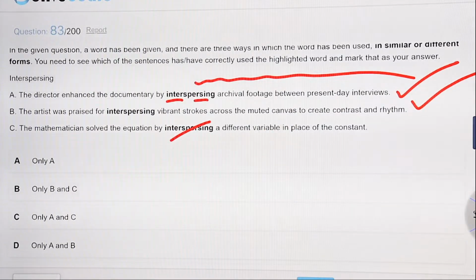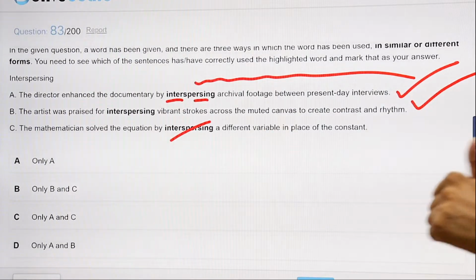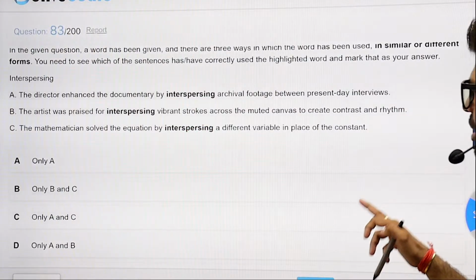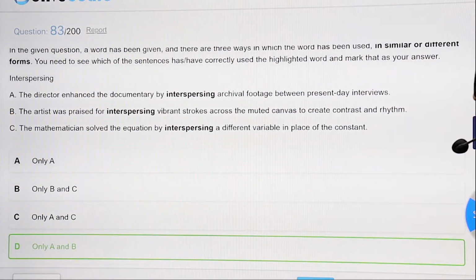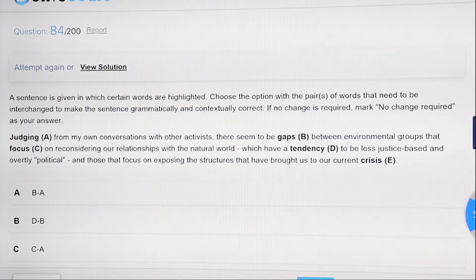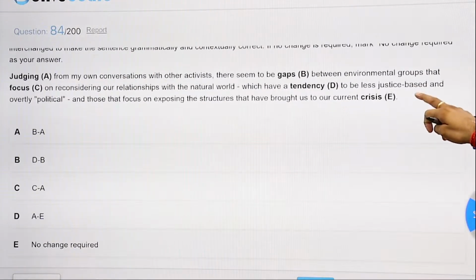So the third one, once again, is going to be horrible. Yep, not abstract. Perfect. So A and B should be correct, and it is. Now we have word swap, quite easy in my opinion.